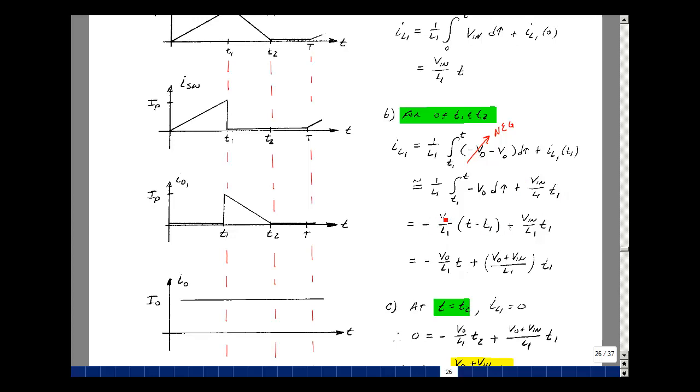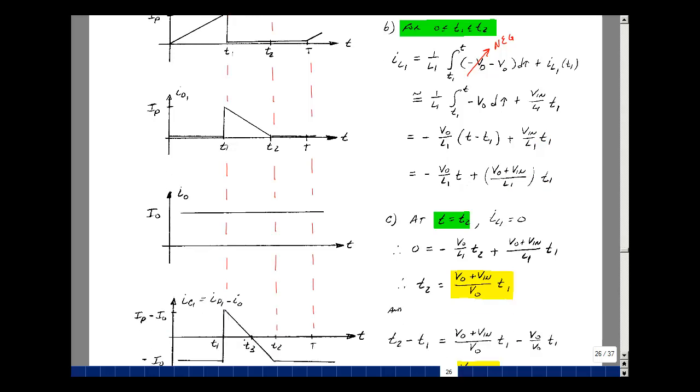Let's multiply this out. I got Vout over L1 times T with a minus sign. And then I've got a plus sign here. So I got Vout over L1 times T1. That's this expression. And I've got Vin over L1 times T1. So put that in one term. And then if you wait to time T2, this current will eventually become 0 because I'm subtracting from this quantity. So let's find the time T2. Setting this equation equal to 0, I've got Vout over L1 with a minus sign times T2, and I've got this term over here. L1's cancel, divide those through by that. And this on the other side of the equation, then divide by Vout, so I get Vout plus Vin over Vout times T1.